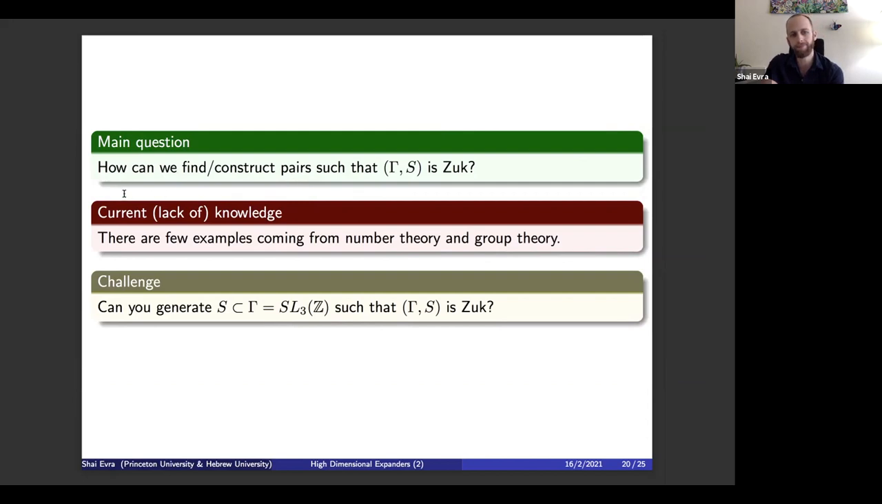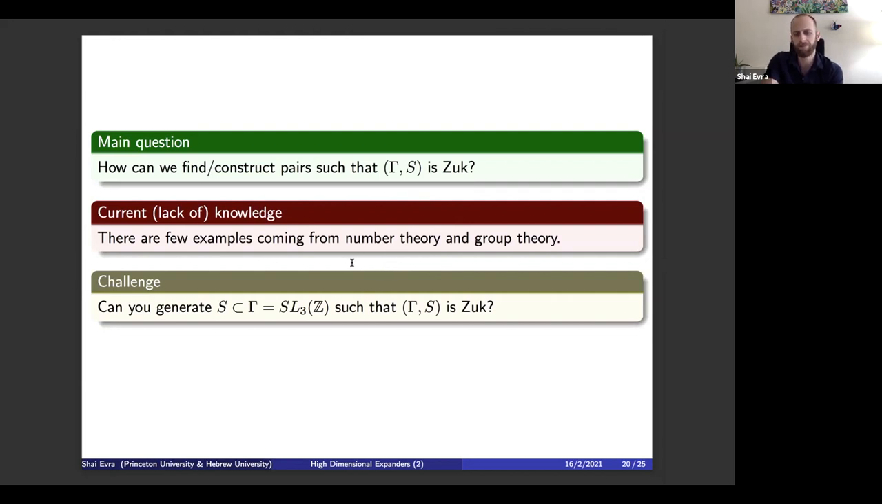Now, my current lack of knowledge is that I know very few examples of groups satisfying the Zhuk criterion. And all the examples I have in mind come from number theory and group theory. This is where I know they come from. This is the motivation for the constructions. If you don't want the motivation, you don't want to learn number theory and group theory, I can just give you the set of generators, S.